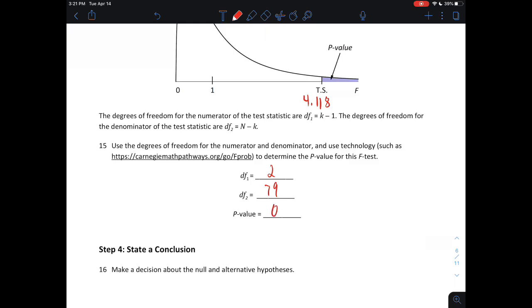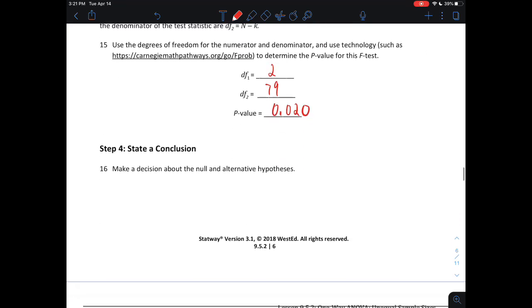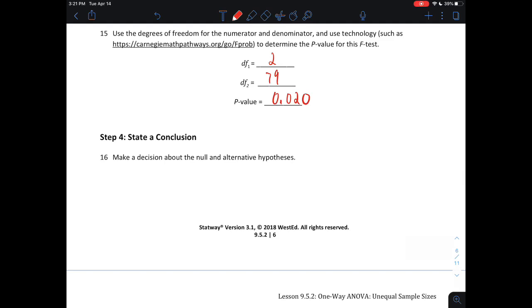We get 0.0198, but that would actually round to 0.020. That becomes our p-value. So now, just like with any hypothesis test, we start drawing some conclusions.